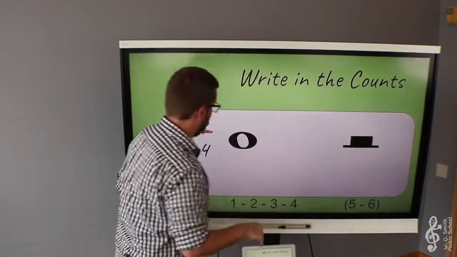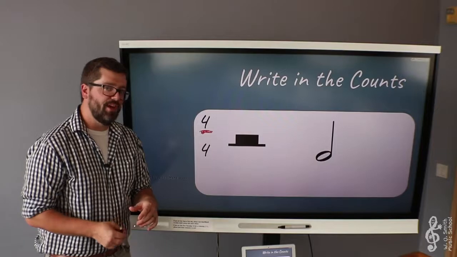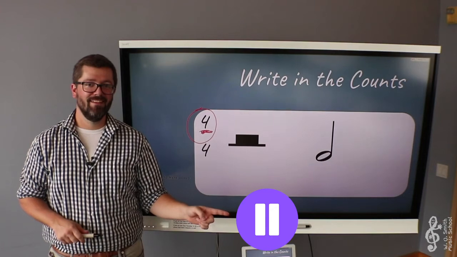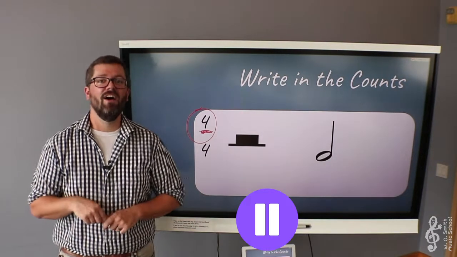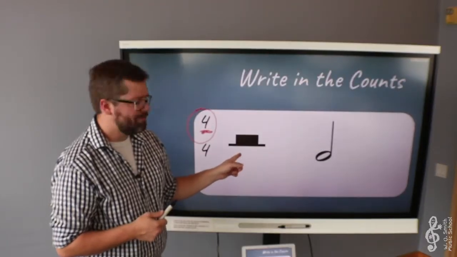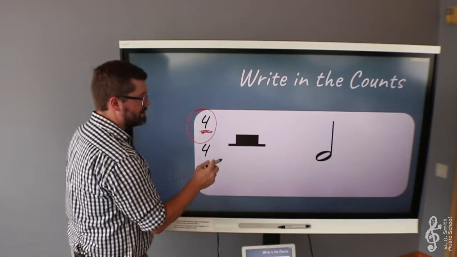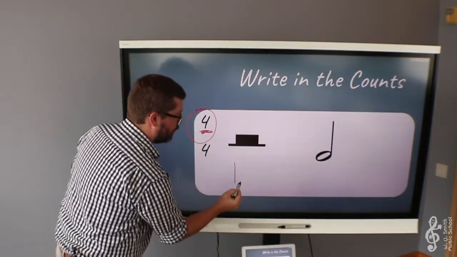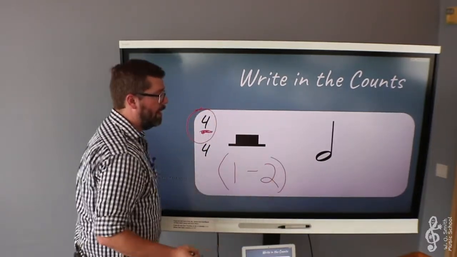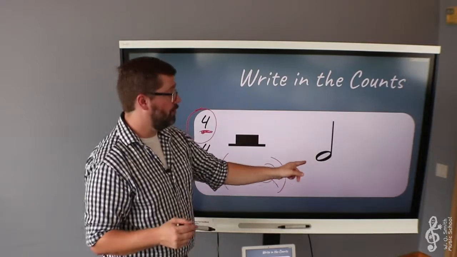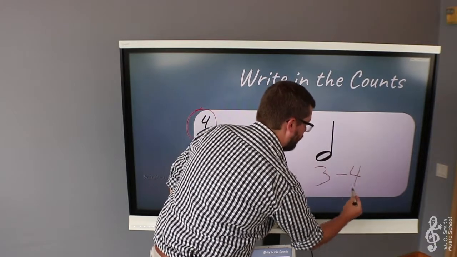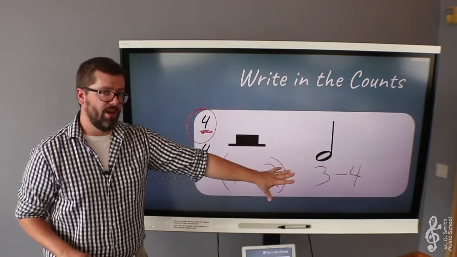Got a couple more for you. Let's try this one. Notice the time signature and go ahead and press pause. Okay, let's try this one together. Half rest or whole rest? Half rest, right? It sticks up above the line. Okay, so this is worth 2 beats. It starts on beat 1 and it goes through beat 2. It's a rest, so we need the parentheses. And then over here, we have a half note, right? Half note starting on beat 3 goes 3-4. No parentheses because it's a note, it's not a rest.